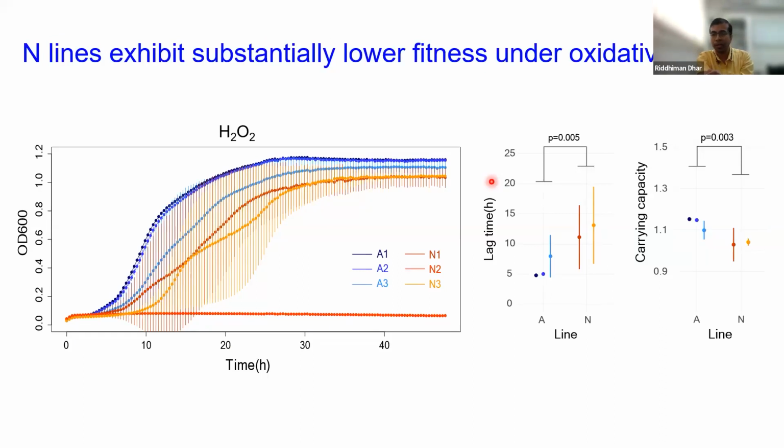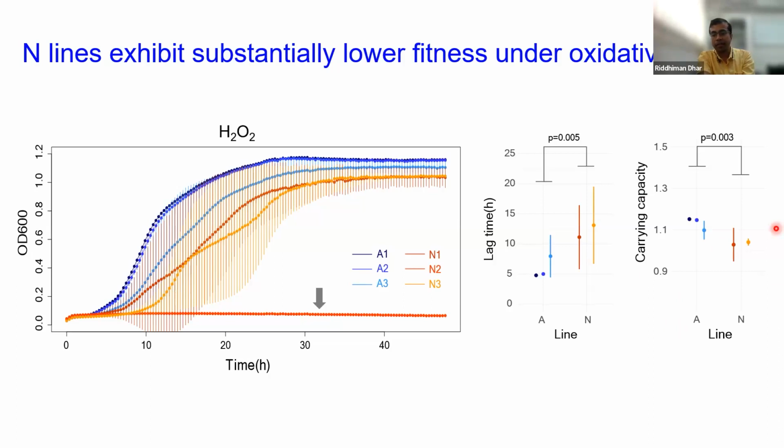In hydrogen peroxide under oxidative stress, we see a significant decrease in fitness for these neutrally evolved lines, N1, N2, N3. And as you can see, the N2 line actually stopped growing. It was not growing at all in this concentration of hydrogen peroxide. In addition, for N1 and N3, we see a lot of heterogeneity in the measurements, right? Because we're doing this in multiple technical replicates and they were showing a lot of variation in growth rate. Nevertheless, lag time has increased substantially for N lines, and also the carrying capacity is lower.